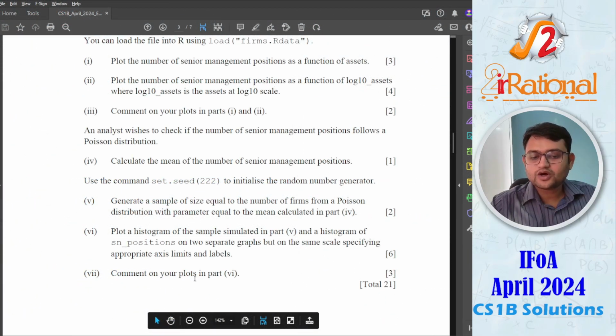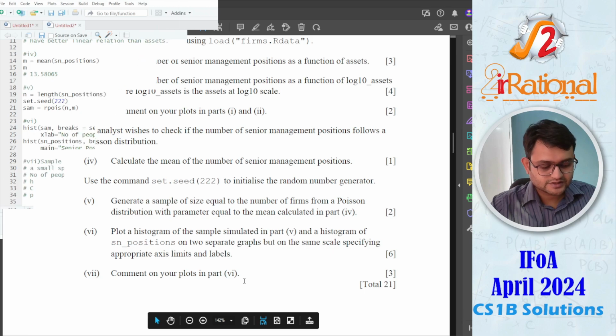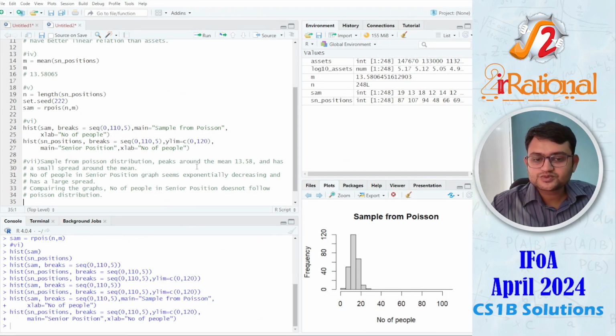You have to comment on your plots in part 6. The sample from the Poisson distribution peaks around the mean 13.58 and has a small spread around the mean. The number of people in senior position graph seems exponentially decreasing and has a large spread. Comparing the graphs, the number of people in senior position does not follow a Poisson distribution.